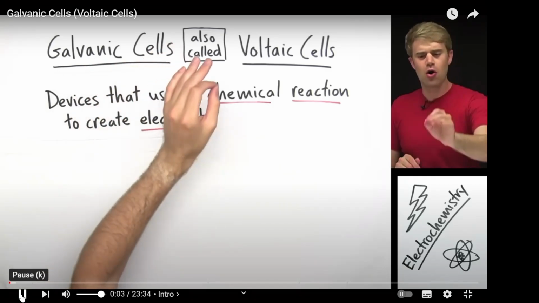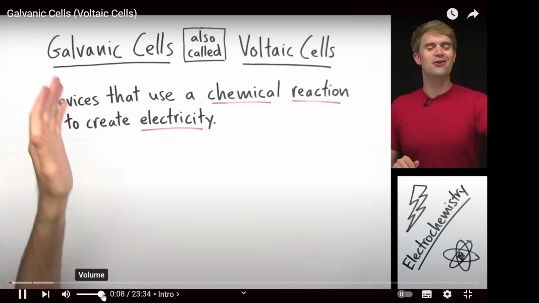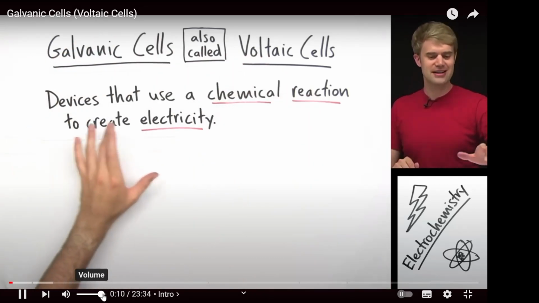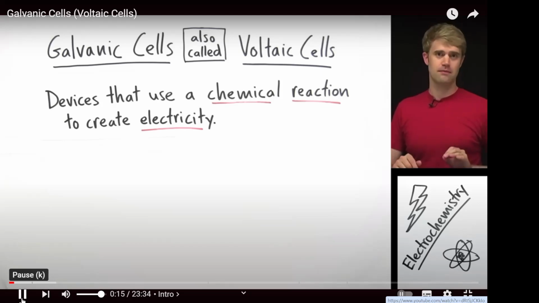Galvanic cells, which are also called voltaic cells. So what are they? Well, galvanic or voltaic cells are devices that use a chemical reaction to create electricity. Okay, so on page 69, you can fill that in. Galvanic cells, also called voltaic cells, which are also called electrochemical cells, are devices that use a chemical reaction to create electricity.